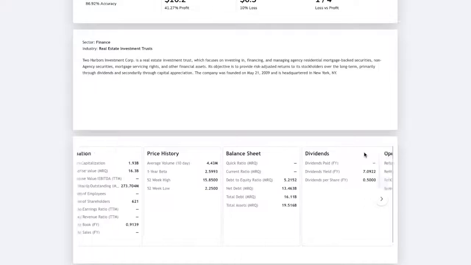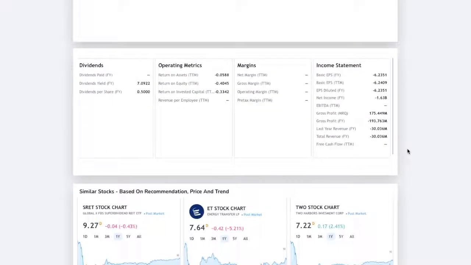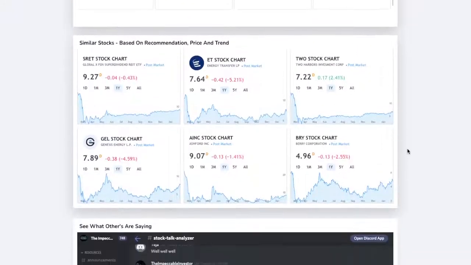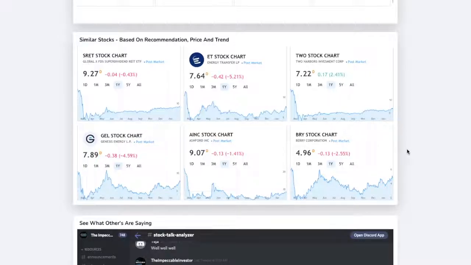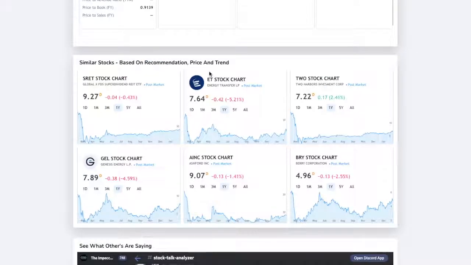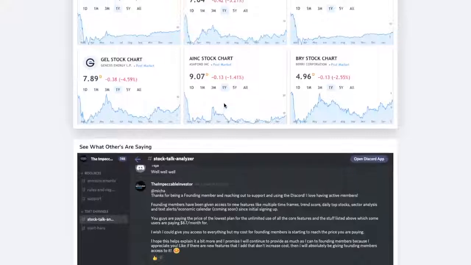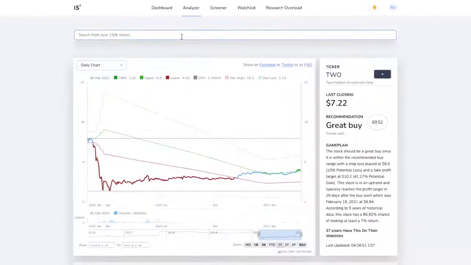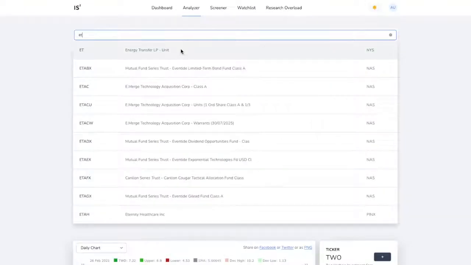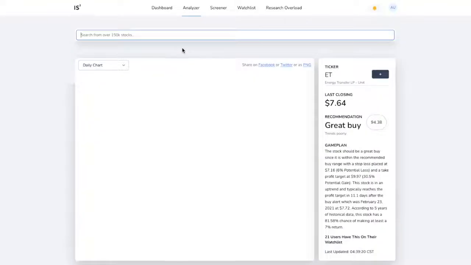If you want to look at the fundamentals, which really isn't important for day trading, you can do that there. And then, this is amazing, the reason I wanted to come down here and show you is that similar stocks are based on how the stock is performing. It's based on stocks that are roughly the same price, in the same sector, with the same recommendation. You can see here, ET is probably a good stock, so let's take a look at ET. Let me just make sure of the stock symbol on that. Yeah, ET. Energy Transfer. I don't think that's the right one.